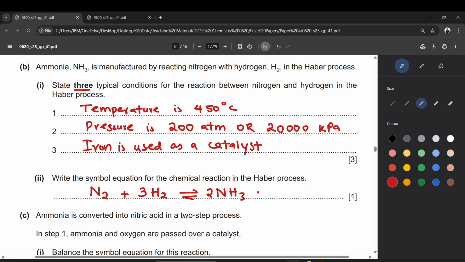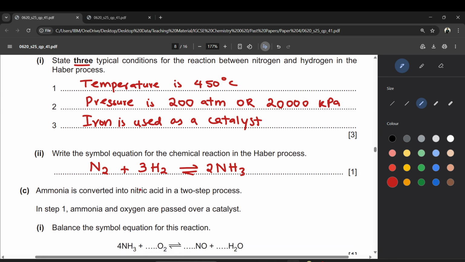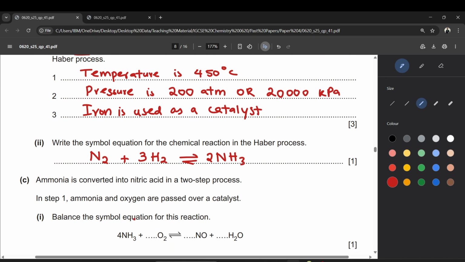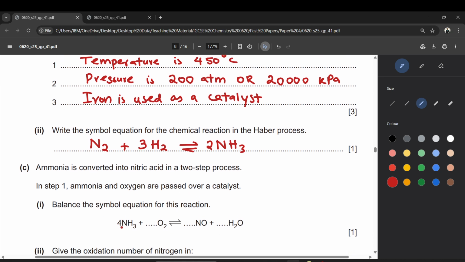This 1 mark actually means that, first of all, your reactants and products should be correct, and then the balancing should also be correct. Ammonia is converted into nitric acid in a two-step process. In step 1, ammonia and oxygen are passed over a catalyst. Balance the symbol equation for this reaction.